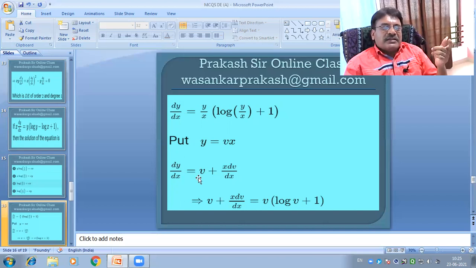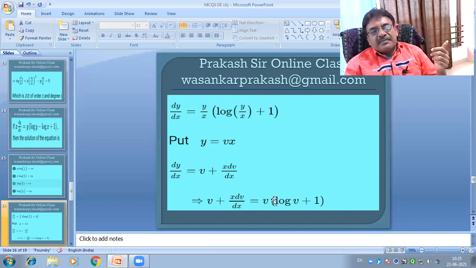That is, dy/dx equals v plus x into dv/dx and y equals vx. We put this in the differential equation. After putting this, we get dy/dx, but dy/dx equals v plus x into dv/dx, so v plus x into dv/dx equals, here y equals vx. Therefore y by x equals v. So right here y by x equals v, so we write here v.